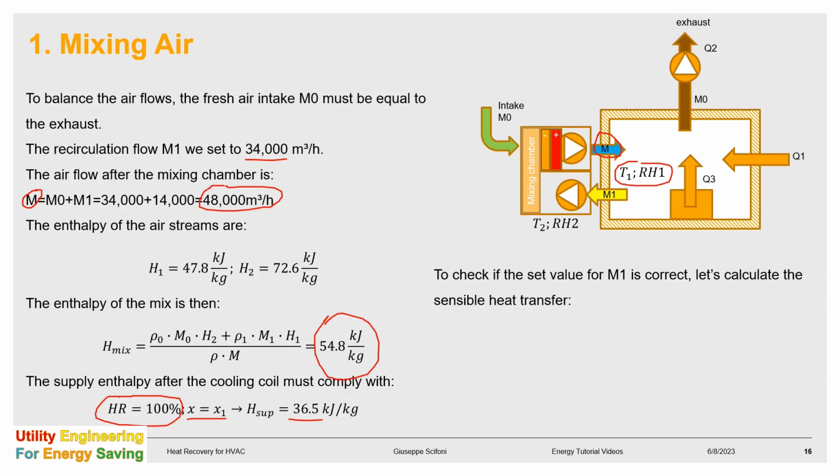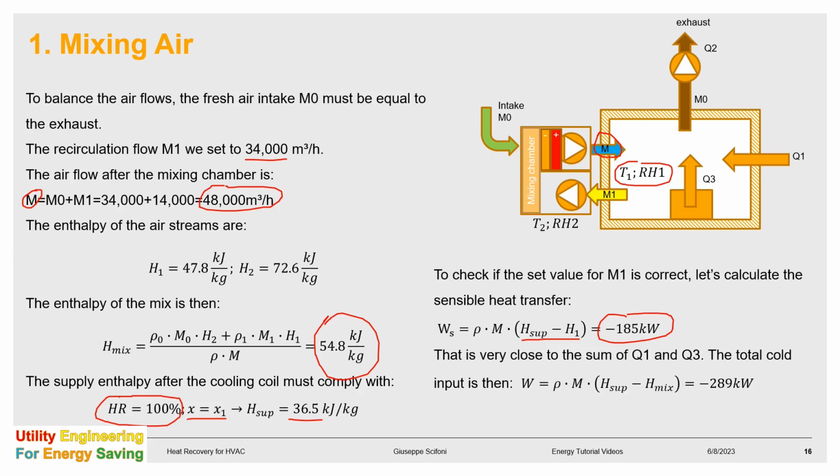To check if the set value for M1 is correct, we remember we have set 34,000 cubic meter per hour. Let's calculate the sensible heat transfer. That is a product between the density ρ, capital M, and the difference between the enthalpy of supply air and the enthalpy of the air in the room. We get negative 185 kilowatt. That is very close to the sum of the quantities Q1 and Q3 that we have given. Also, the chosen value is correct.